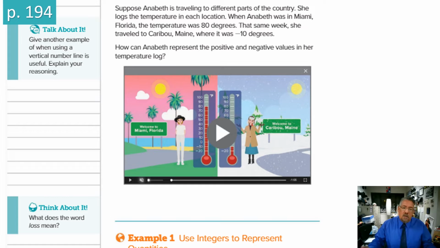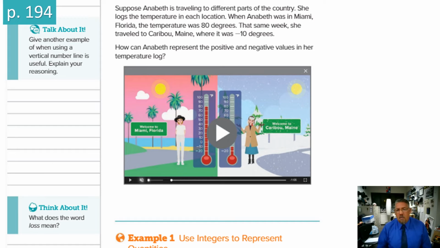So we have this little situation that says, suppose Annabeth is traveling to different parts of the country. She logs the temperature in each location. When Annabeth was in Miami, Florida, the temperature was 80 degrees. Same week, she traveled to Caribou, Maine, where it was negative 10 degrees. How can Annabeth represent the positive and negative values in her temperature log?